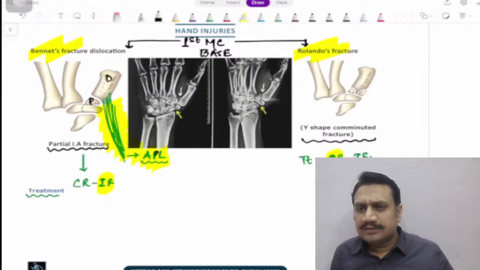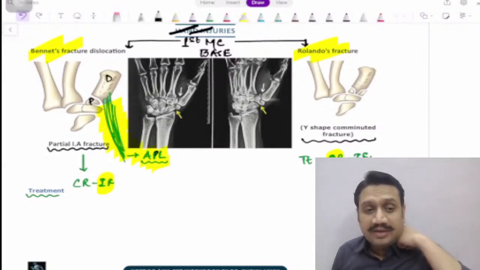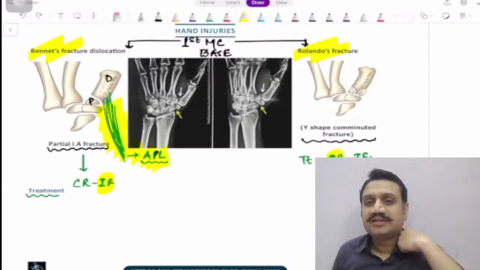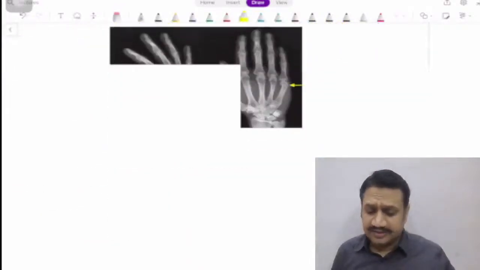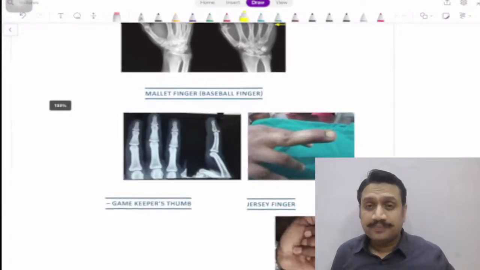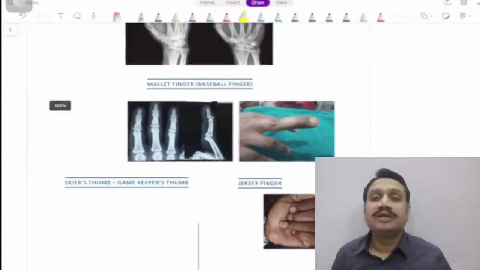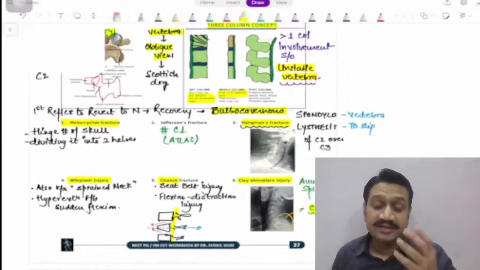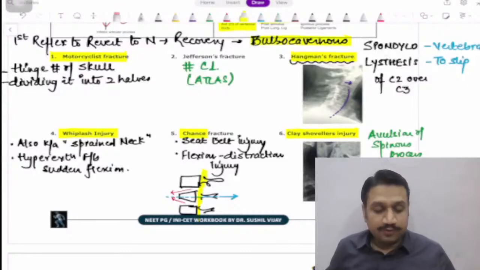Now, after this injury, let's talk about some of the injuries of the spine, right? What are the fractures of the spine? These are four to five injuries which I want you to recall again. Motorcyclist fracture, the hinge fracture of the skull, dividing the skull into two halves, the anterior half and the posterior half, usually via the middle cranial fossa. Second one, Jefferson fracture, a fracture of the atlas bone, the C1. Hangman is the spondylolisthesis of C2 over C3, right?